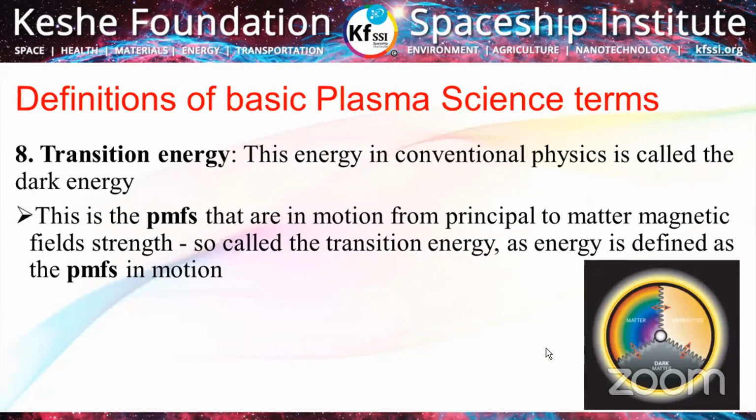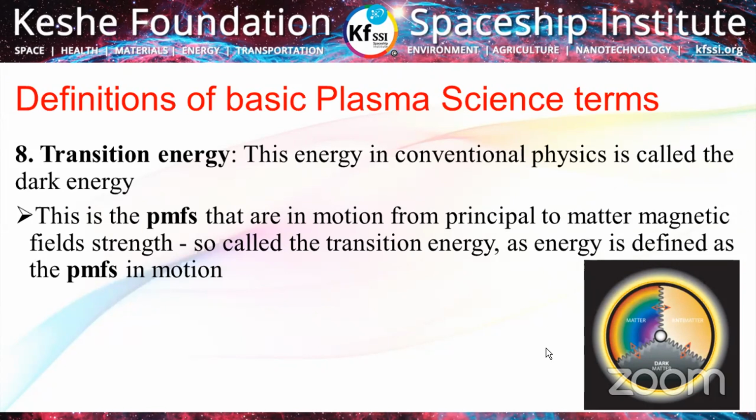So now, transition energy. This energy in conventional physics is called the dark energy. This is the plasmatic magnetic fields that are in motion from principal to matter magnetic field strength. They are so called the transition energy, as energy is defined as the plasmatic magnetic fields in motion.